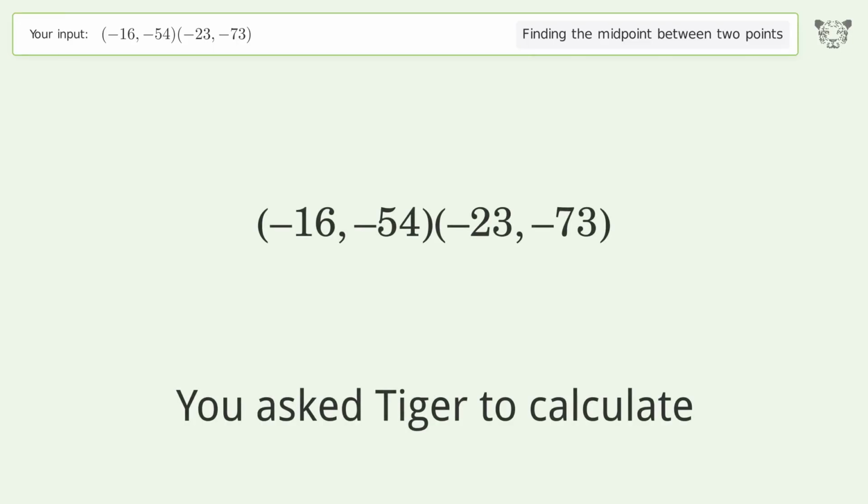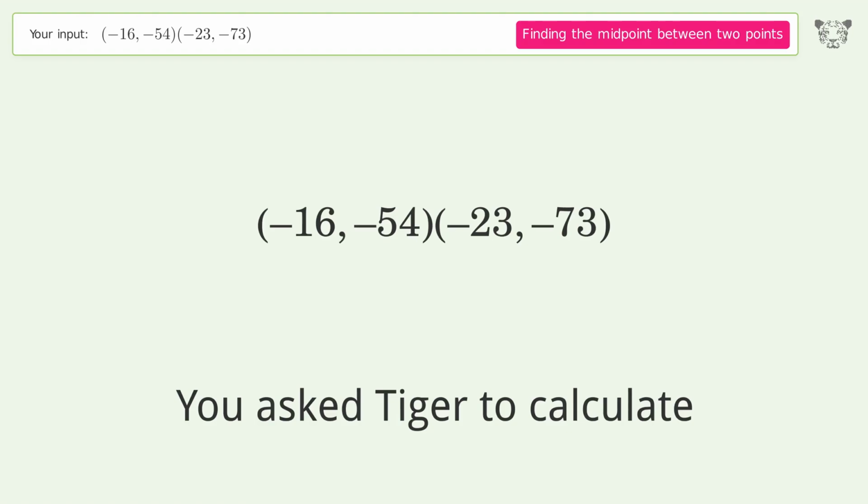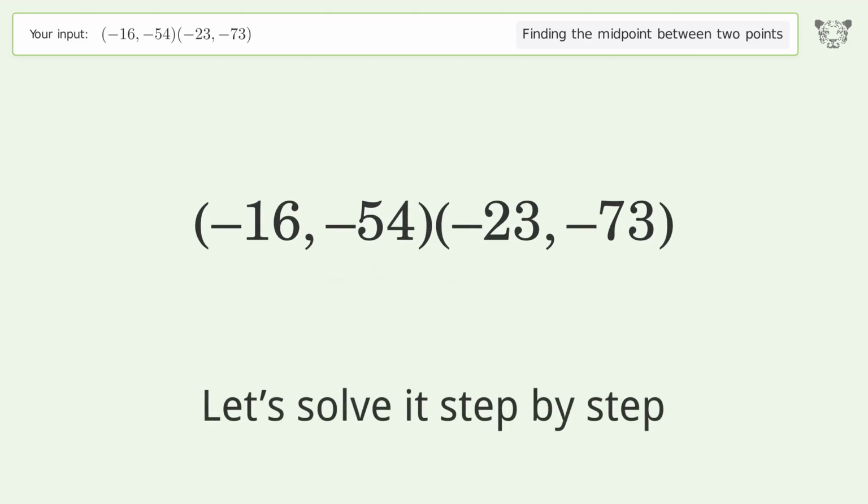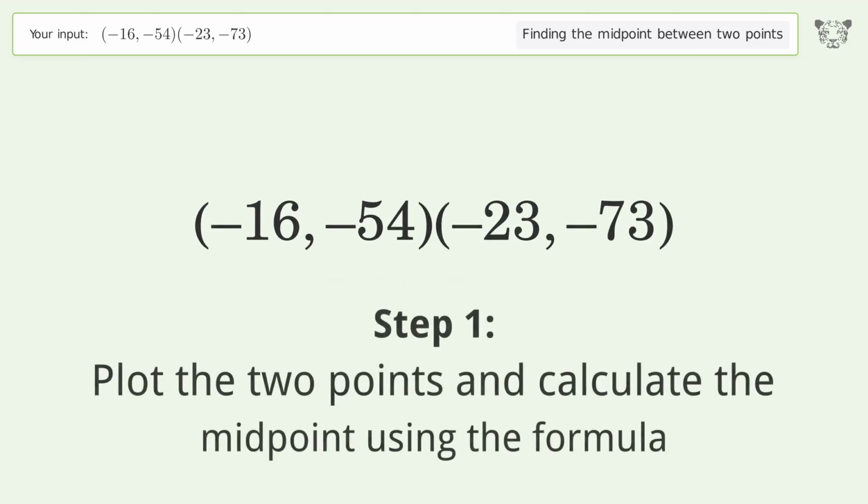You ask Tiger to calculate. This deals with finding the midpoint between 2 points. The midpoint between the 2 points is negative 19.5, negative 63.5. Let's solve it step by step. Plot the 2 points and calculate the midpoint using the formula.